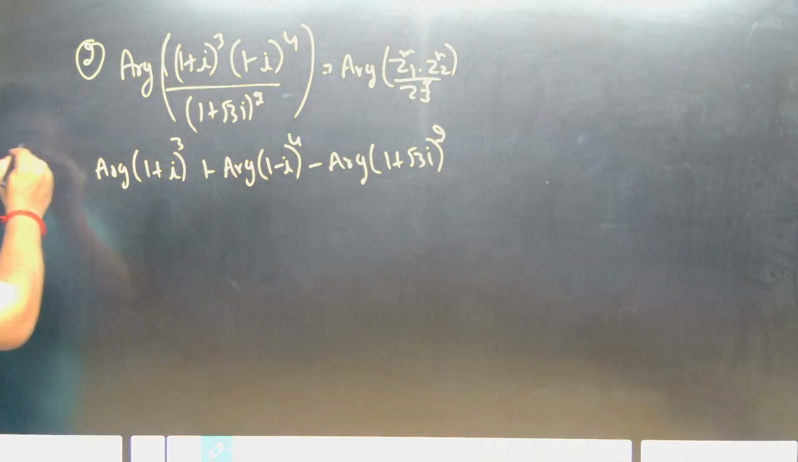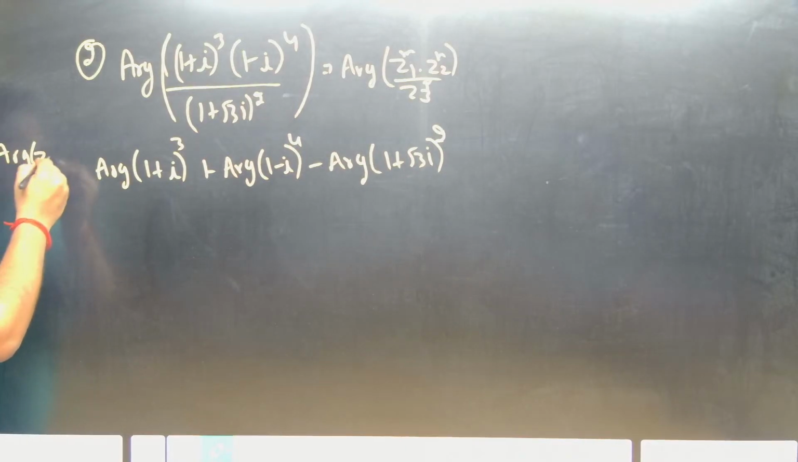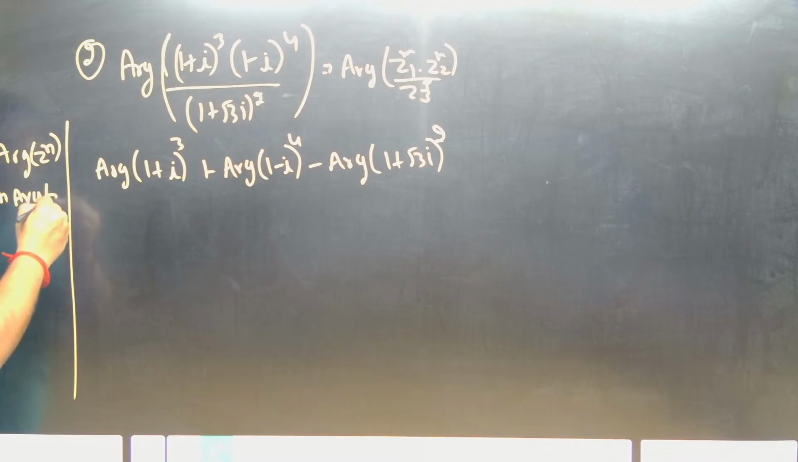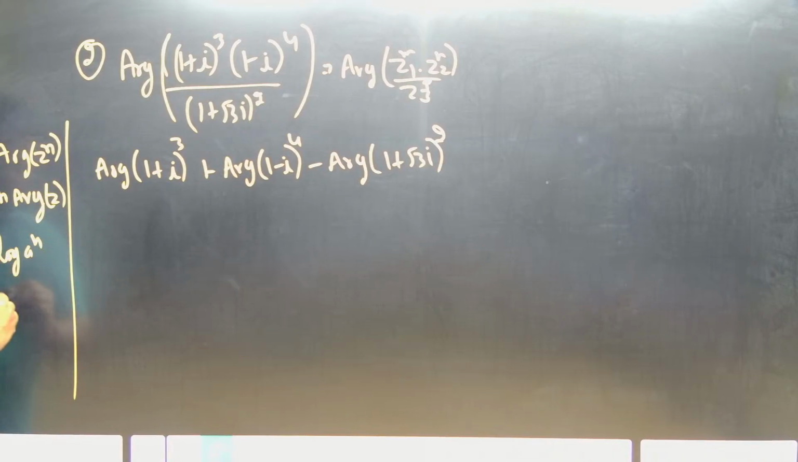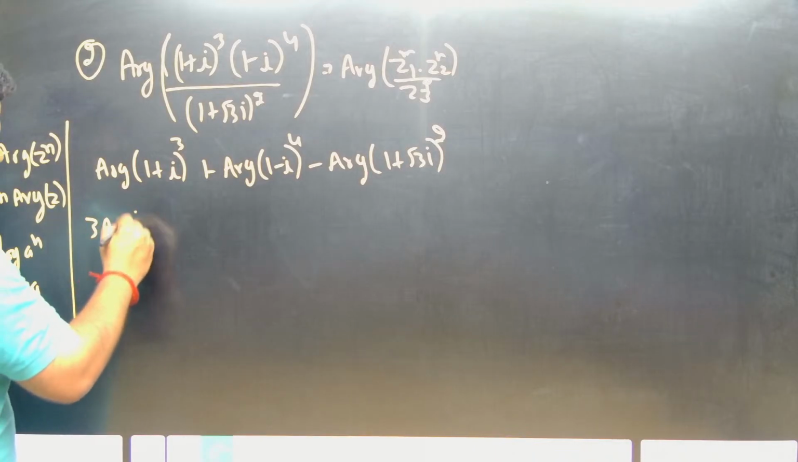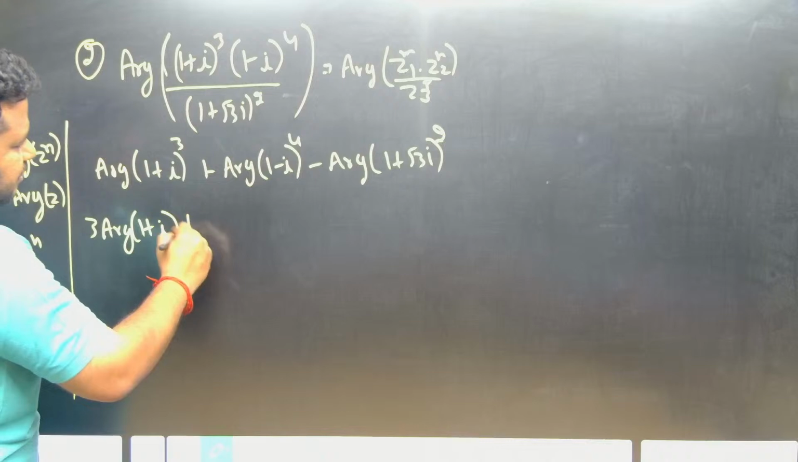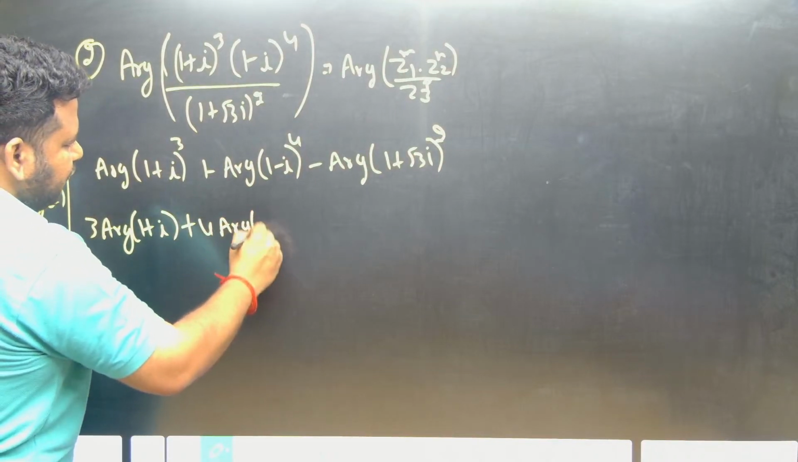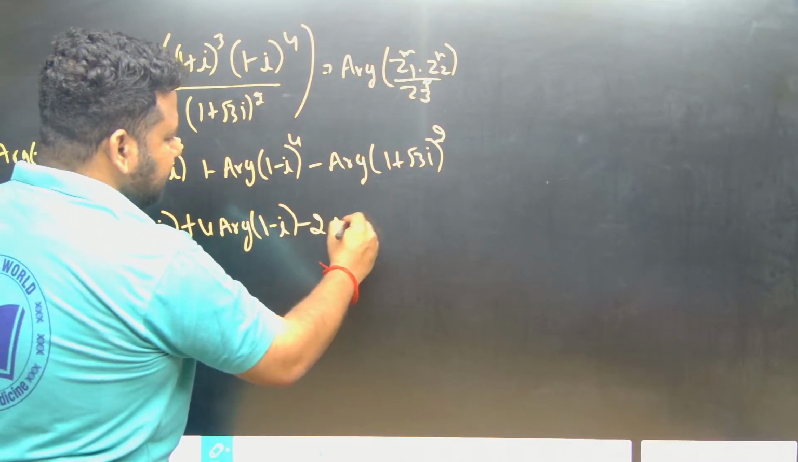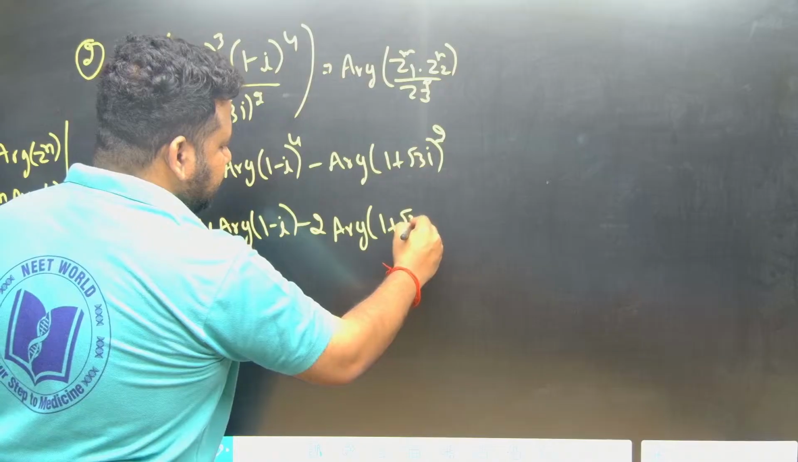We know that argument of z to the power of n can be written as n times argument of z, same as the log function. See, log of a to the power of n we write as n times log a. Similarly the same property will apply, this 3 will come down. So this will become 3 times argument of 1 plus i, 4 times argument of 1 minus i, and minus 2 times argument of 1 plus root 3 i.